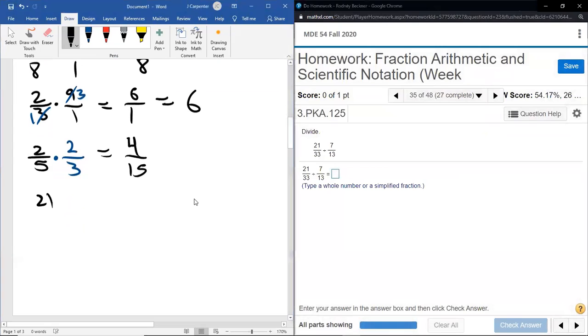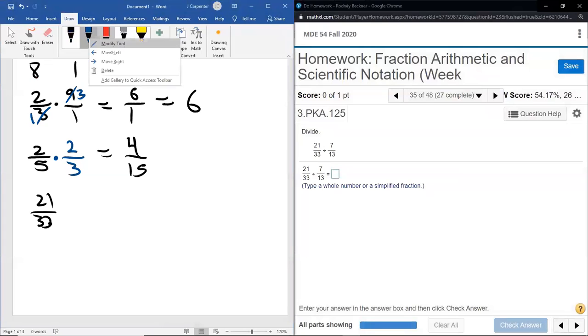So 21/33. That's a division, so we change it to... what's happening? What did I do? I clicked too many times. There we go. Times the 7/13 is going to become 13/7.